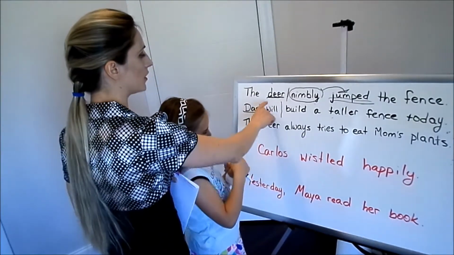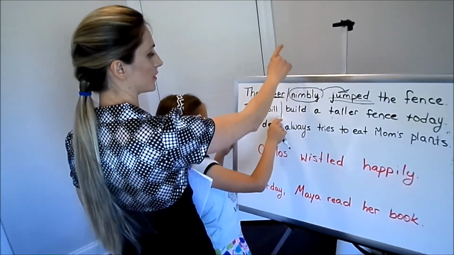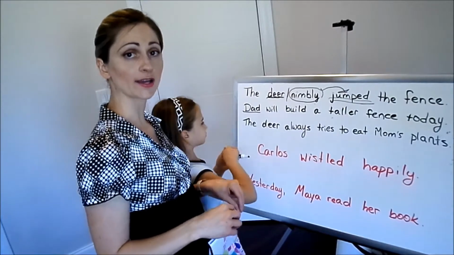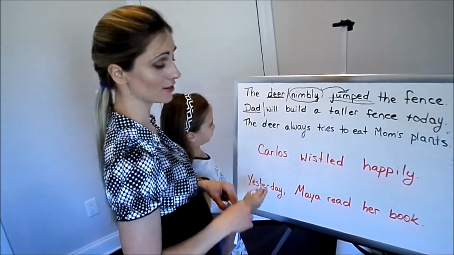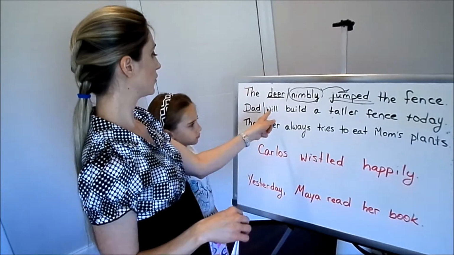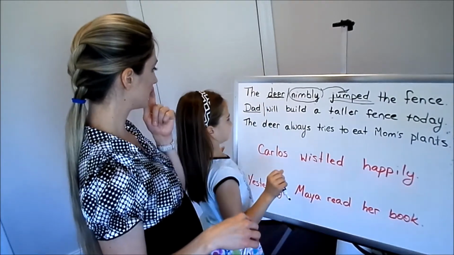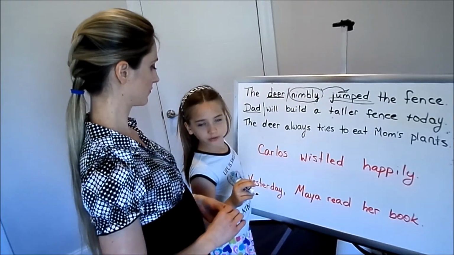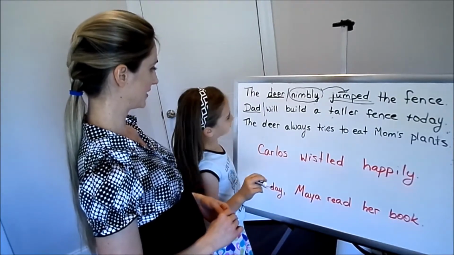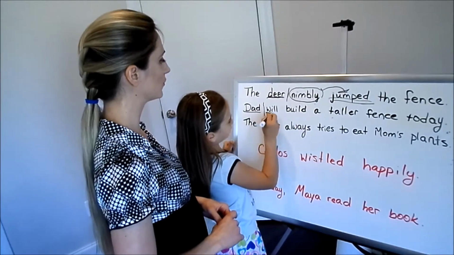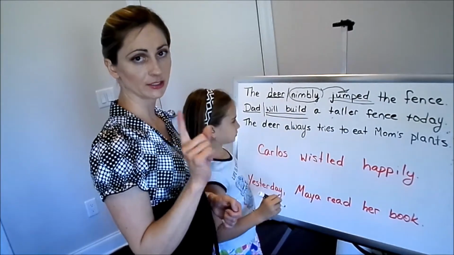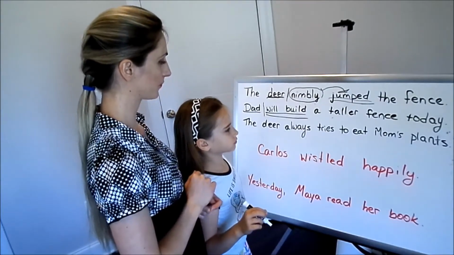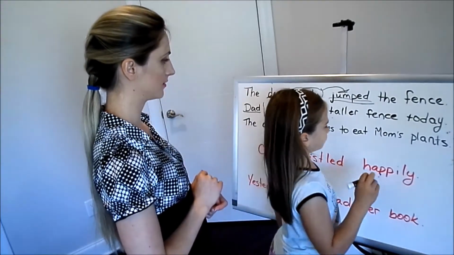Remember how I told you, when you find the subject, mark the vertical line right after the subject. That will help you find adjectives and verbs easier. Dad will, is there a verb in this sentence? Future tense. Good. What is our full verb phrase? Will build. Did you guys catch that? Will build. Dad will build a taller.